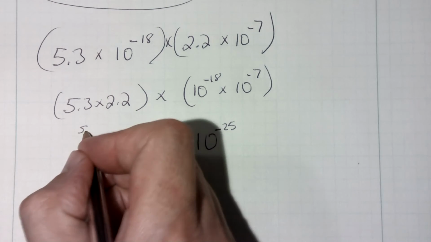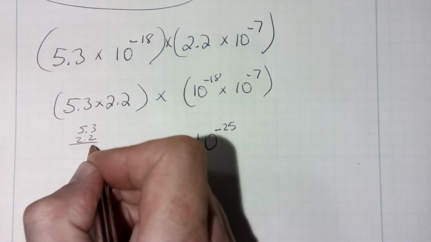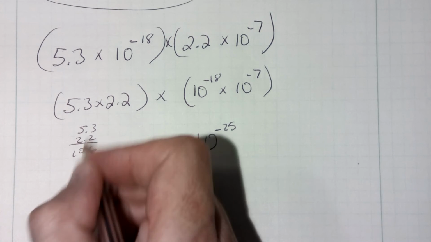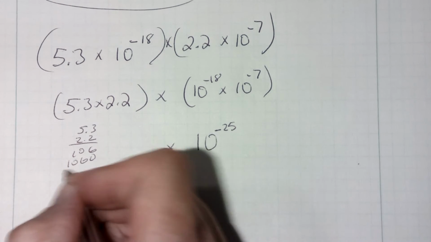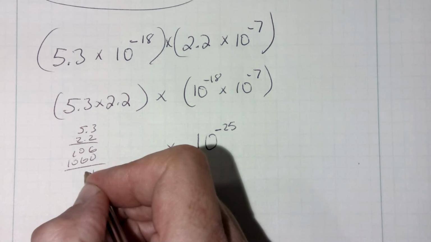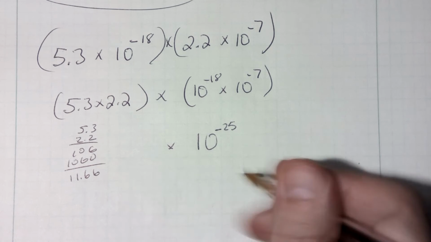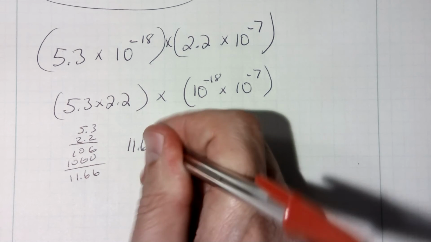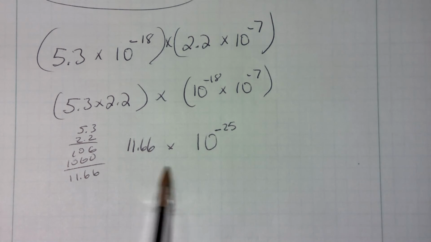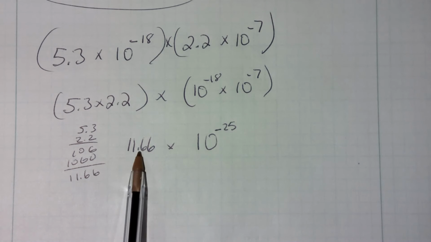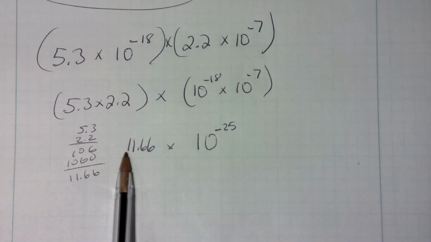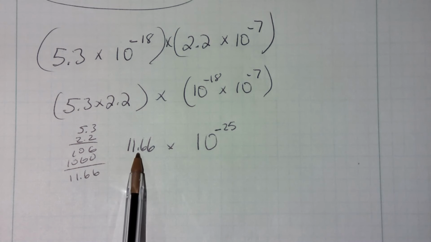Again, I'm just going to do it this way. 6, 10, 0, 6, 10. So I got 6, 6, 1, 1. I have two decimal places. So that would be 11.66 times 10 to the negative 25th. But this 11.66, I can't have an 11. I can't have two non-zero integers to the left of the decimal.